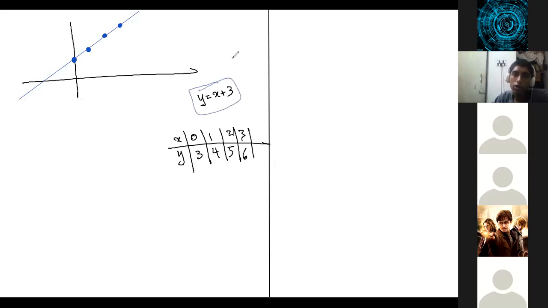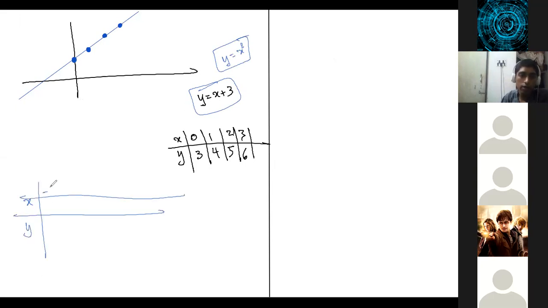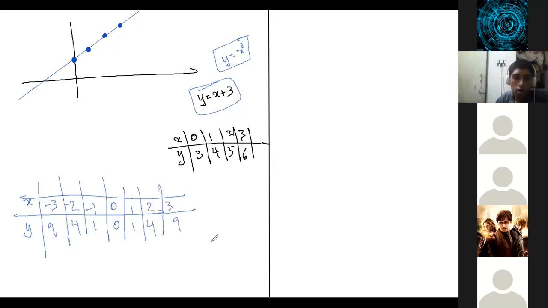Even if you want to plot y equal to x square, what will you do? You can take x, you can take y, and you can start plotting. So if x is minus 3, y will be 9. Minus 2, 4. Minus 1, 1. 0, 0. 1, 1. 2, 4. 3, 9. So on and so forth. Now if you try to plot this, what will you get?